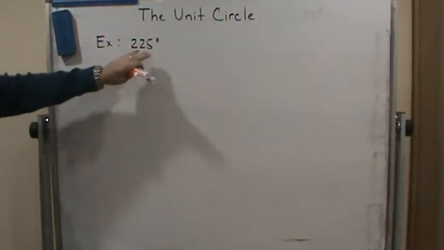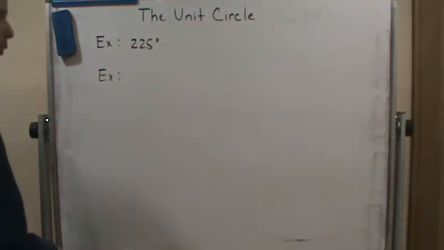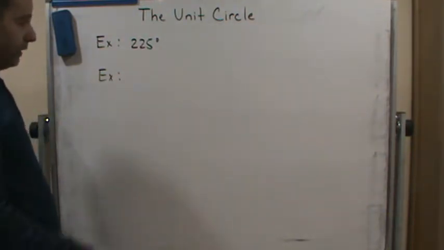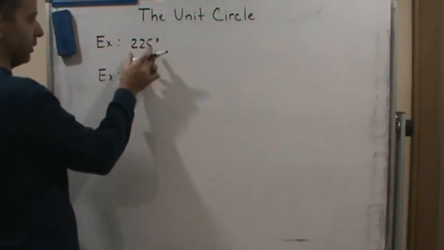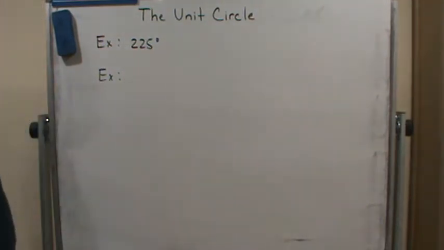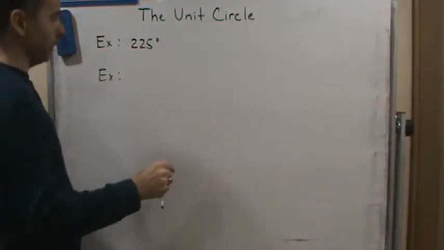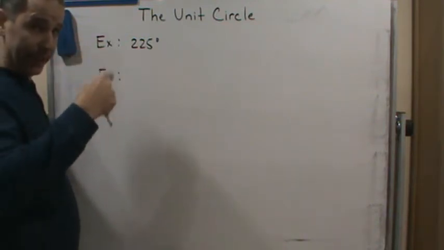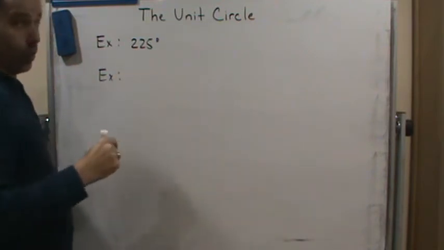So first of all, we want to find the reference angle of 225 degrees. Okay, so how do we do that? Well, the reference angle is an angle between 0 and 90 degrees. First of all, what quadrant is this in? We should remember that 225 degrees is in the third quadrant because it's greater than 180 but less than 270. 180 and 270 are the two quadrantal angles. So we know this is in the third quadrant.